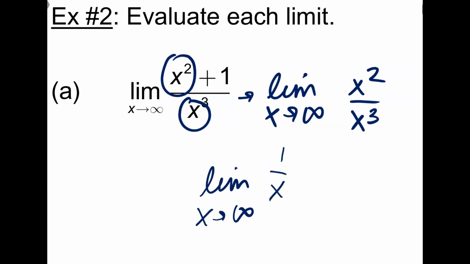Remember what the graph of 1 over x looks like? It's like a curve up here and like a curve down there. Swoosh.